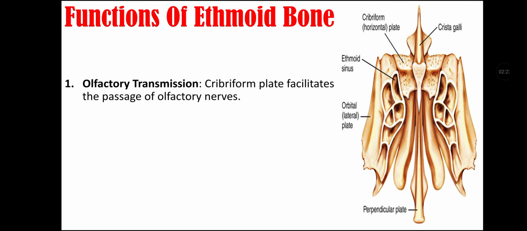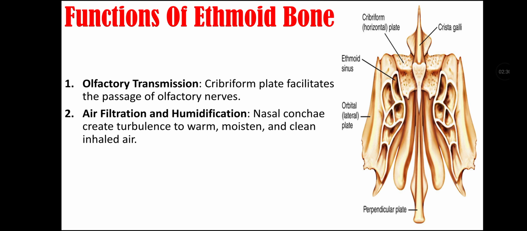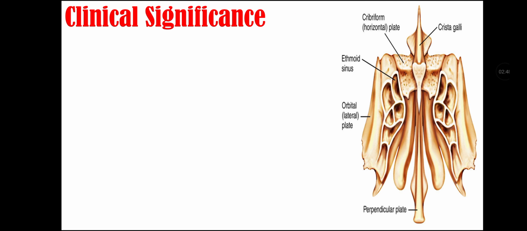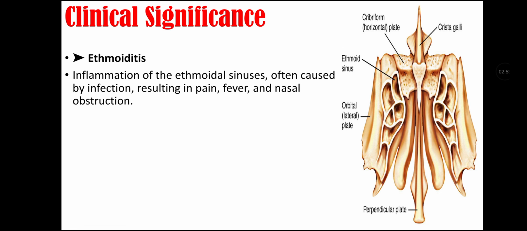Functions of ethmoid bone. First is olfactory transmission, as the cribriform plate facilitates passage of the olfactory nerve. Second is air filtration and humidification, as nasal conchae create turbulence to warm, moisten, and clean inhaled air. Third function is structural support, as it acts as a structural bridge between facial and cranial bones, contributing to nasal and orbital architecture.